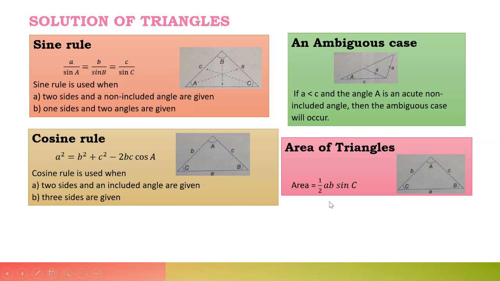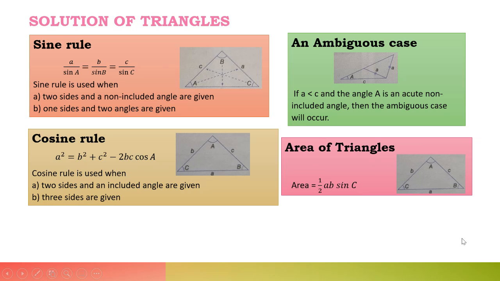They will give you two sides and included angle, A, B, and angle C. But sometimes you might not know the angle C. You might need to use your sine rule or cosine rule to find the included angle before you can solve for area. So these are the four things that you can see in solution of triangle.